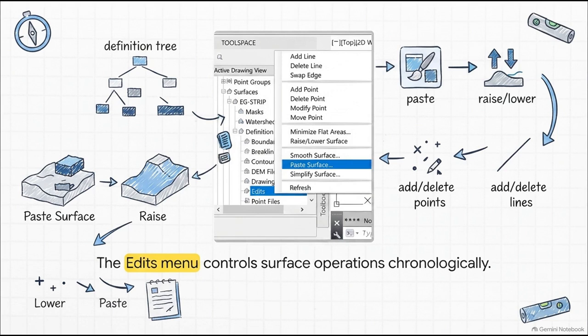Now, what's absolutely crucial to remember here is that Civil 3D processes these edits chronologically, from top to bottom. The most recent operation mathematically takes precedence. So if you paste a surface and then lower it, the pasted data gets lowered too. But if you lower it before pasting, that pasted data stays right at its original elevation. Understanding that order of operations is a total game changer for surface modeling.